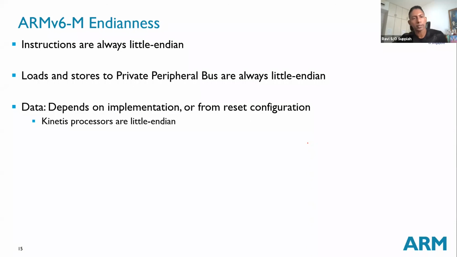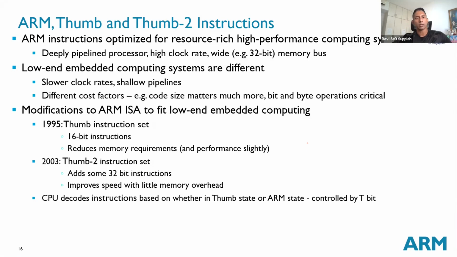Okay, so in our case, ARM follows little endian in this particular ARMv6 architecture. So everything is little endian. All right, so that is how transparent it is to us. Okay, so this is what I was mentioning just now, the Thumb and Thumb-2 instructions. So ARM and Thumb.